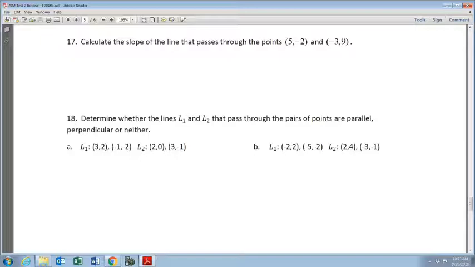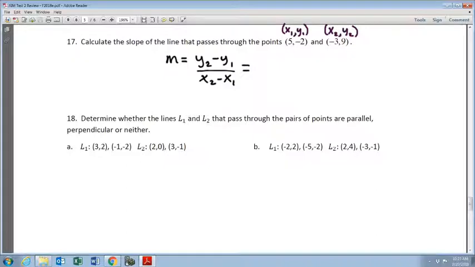So we have a formula for that. It's called the slope formula. That's that formula there. And so if we're given 2 points, we call those points x1, y1, and x2, y2, or x sub 2, y sub 2. And all the little subscripts represent is we have our first point and we have our second point.